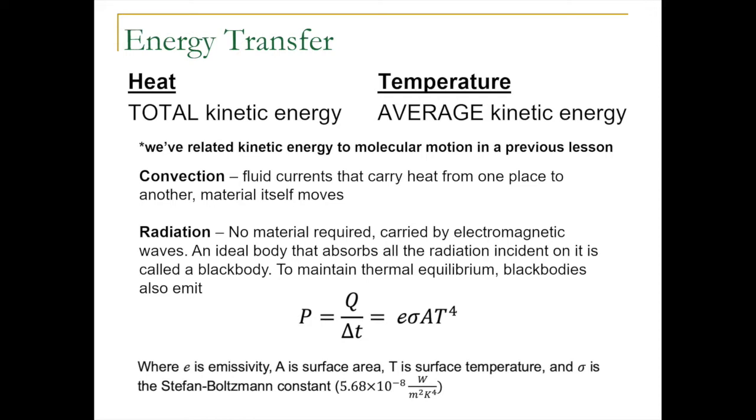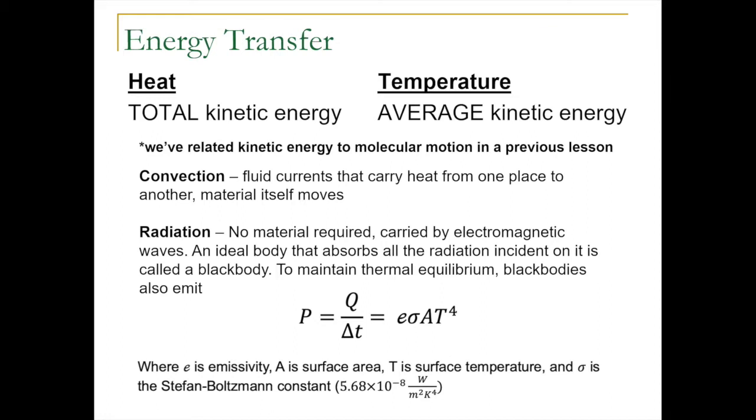You'll remember from last lesson that we were able to find an equation for temperature that is related to the average kinetic energy of the motion of molecules itself. This is different from heat, which is representing the total kinetic energy, or more specifically, the flow of energy from an object of higher temperature to an object of a lower temperature until thermal equilibrium is reached. Now, this energy transfer can be done by three primary ways.